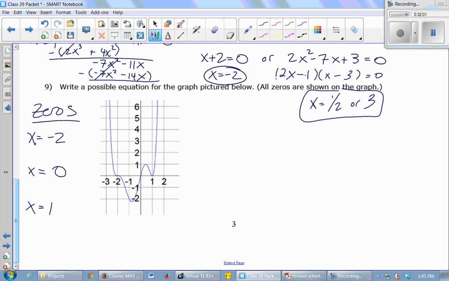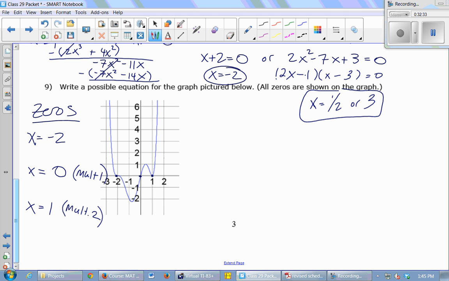Good. Those are the x-intercepts, right? What's the multiplicity on the 1? Even. So if I want to be as simple as possible, I'll say it's 2. Possible multiplicity of 2. How about on the 0? What's its multiplicity? 1. It just goes right through the axis, which means it's odd. And to be as simple as possible, we'll give it a 1.